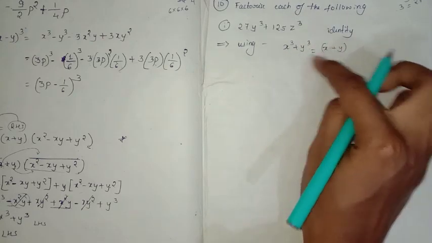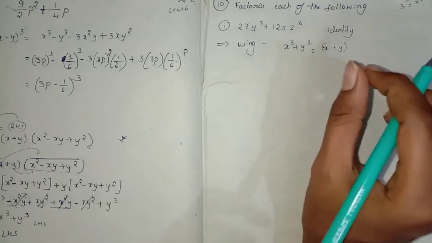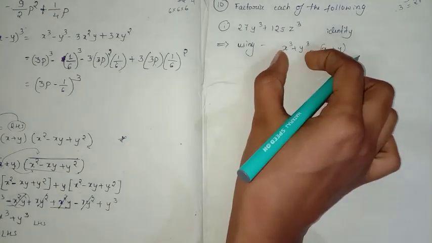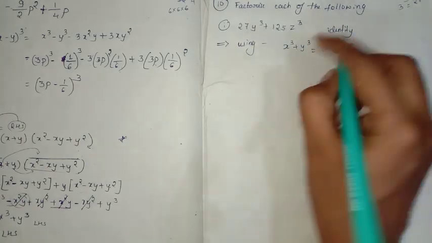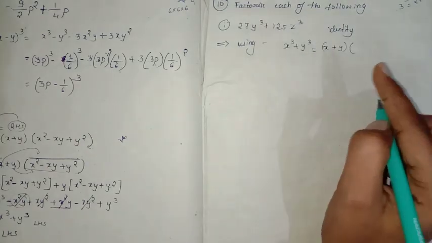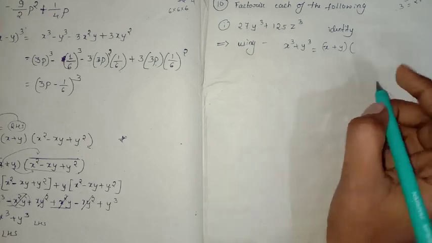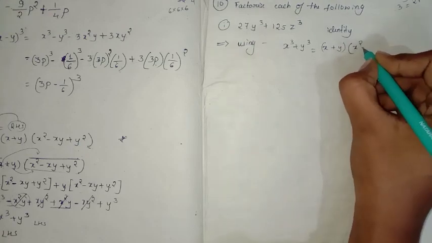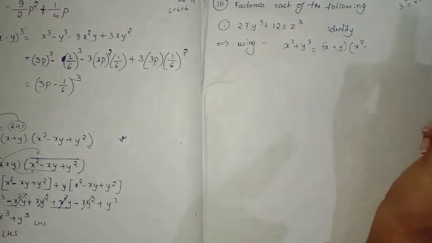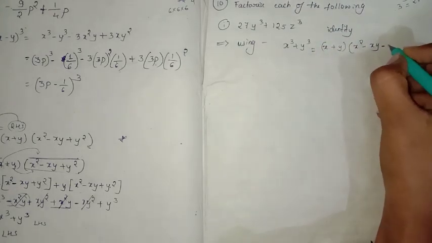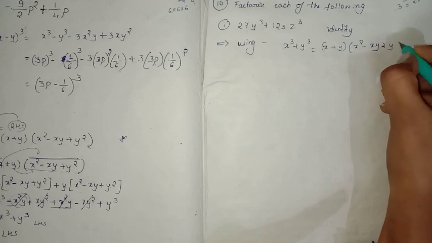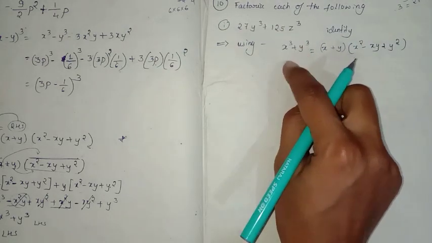As it is the cube term, first write the first terms. As it is positive, just write it as positive. Then you write the formula: x square plus 2xy, here you write x and y because they are the first terms, and after that plus y square. So this is the formula of x cube plus y cube.